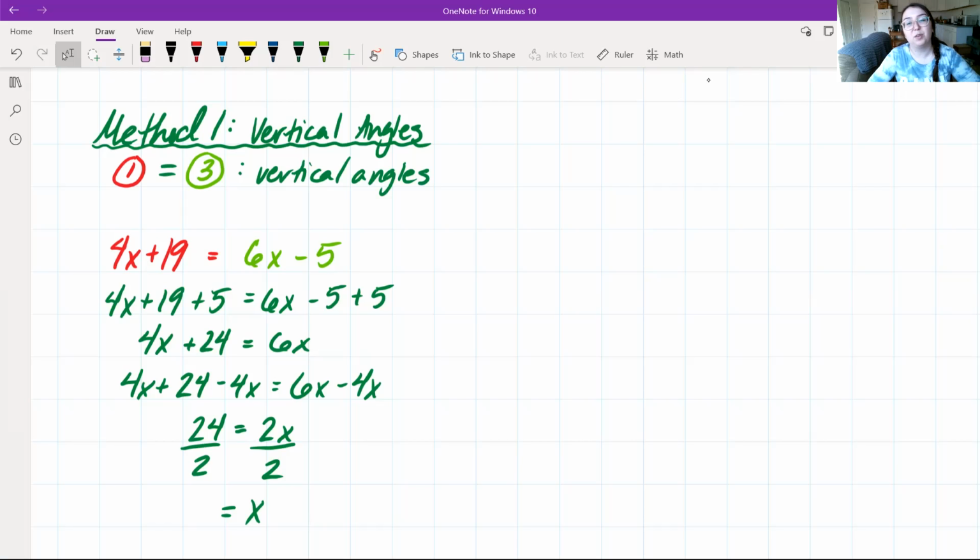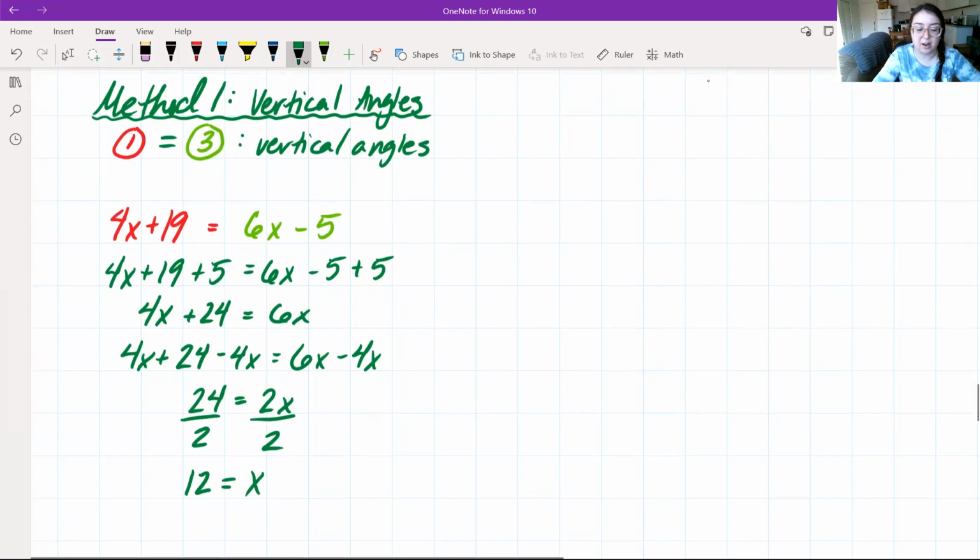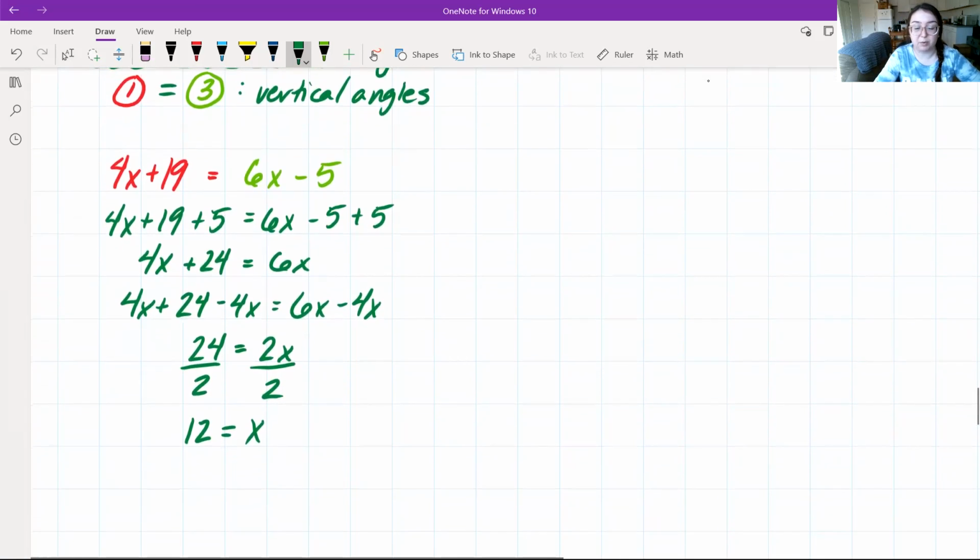So 24 divided by 2 is going to be 12. So we have x is equal to 12. So we've solved for x in this case. And this was one way to solve here for our vertical angles. So we can go ahead and check to make sure that this is correct. We want to make sure that angle 1 and angle 3 are equal.